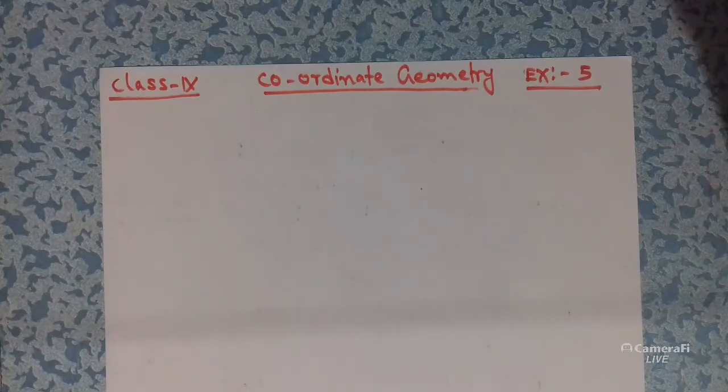So we are discussing coordinate geometry. Today I am going to solve some problems from Exercise 5. The first question is: on the graph paper, with X'OX and YOY' as coordinate axes, plot each of the following points. So at first, what are the points that we have to plot?